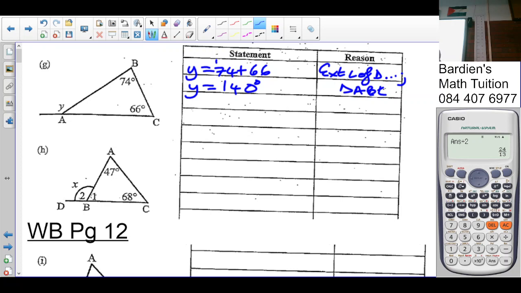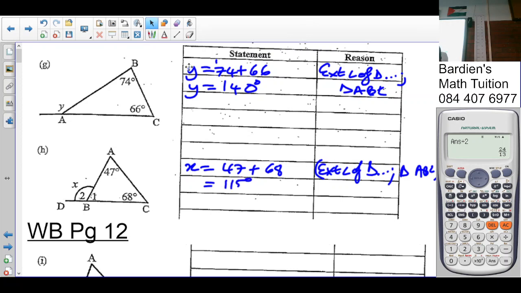You look at h. What gives you about x here? x is equal to 47 plus 60. Why? Exterior angle of triangle. This triangle ABC. That gives me an angle of 115 degrees. Any confusion there? No?